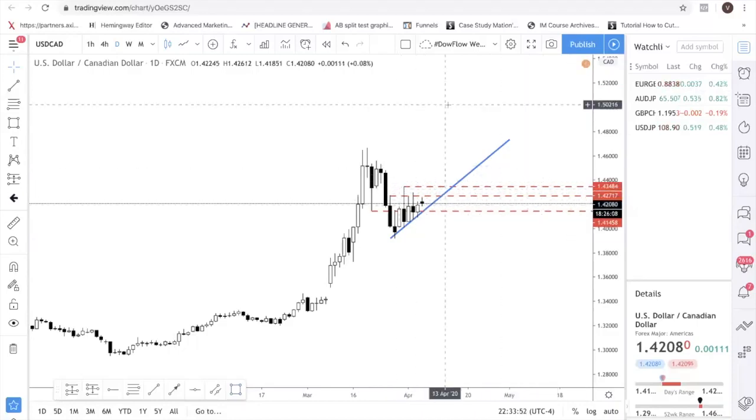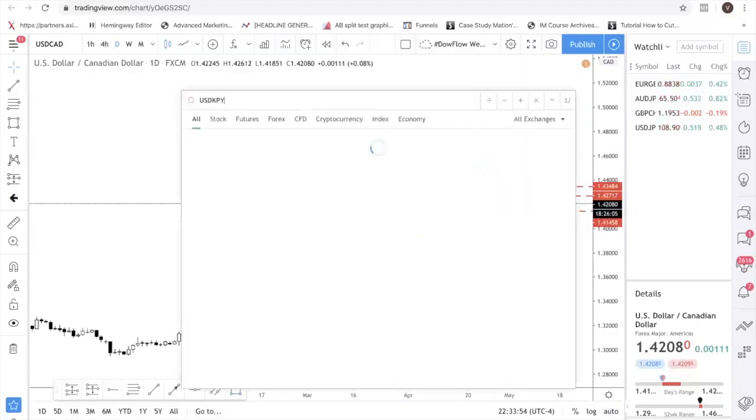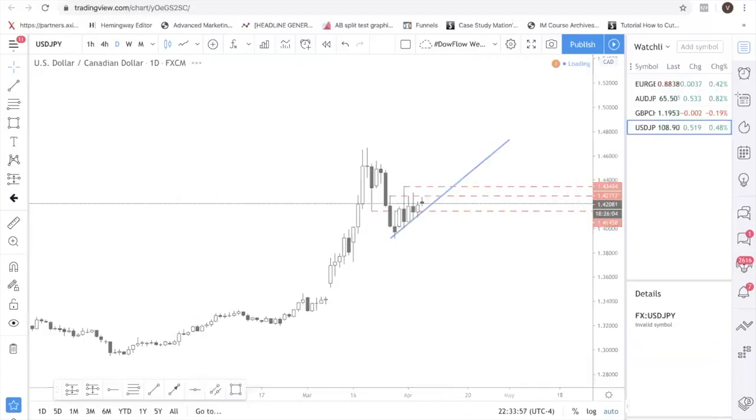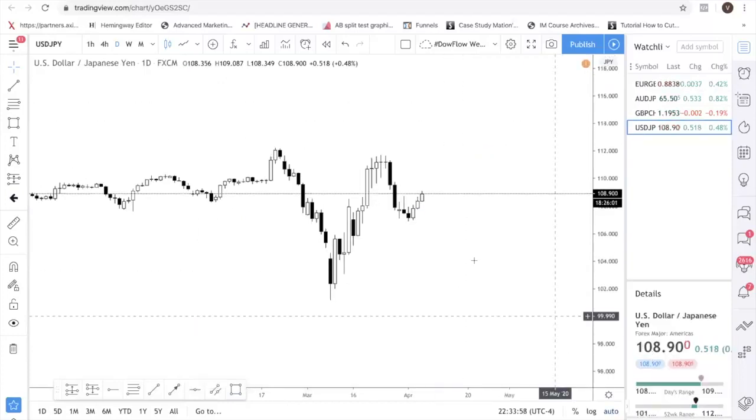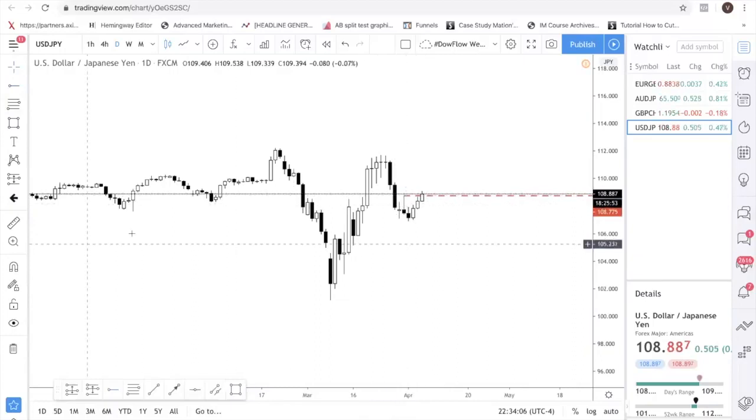So I think the last pair we want to talk about today is USD JPY. What happened was that there was a spike over here. You can see over here that there's this spike here. And today price seems to be going above it.